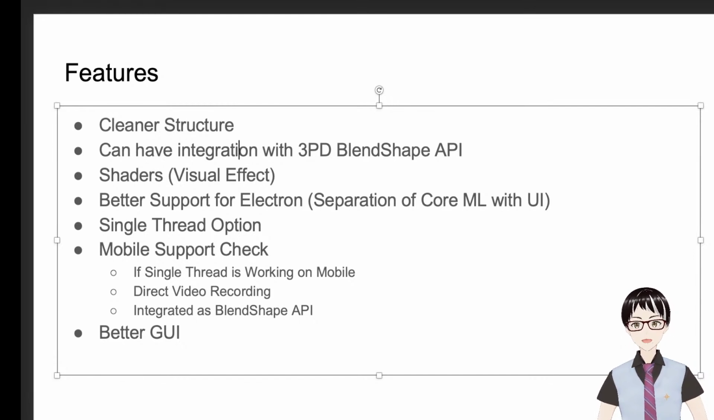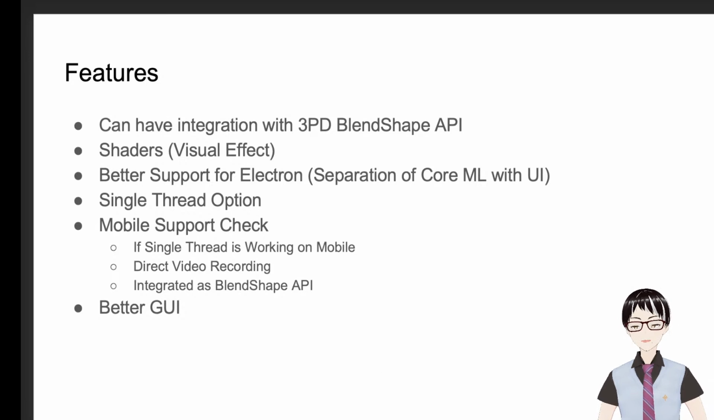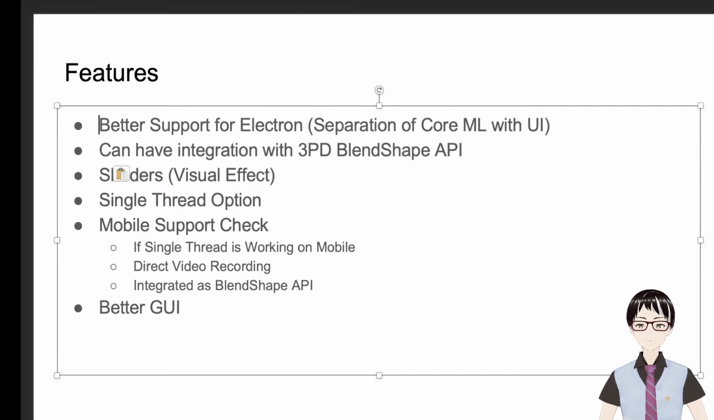Okay. So for the cleaner structure part, we will have to delete it because this is not a feature. This is code quality improvement, right? So this is not a feature. So let's just remove that. So we have integrated with 3PD shader, and then let's prioritize it, right? So this is something that I would like to prioritize first. Support for Electron, better support for Electron.